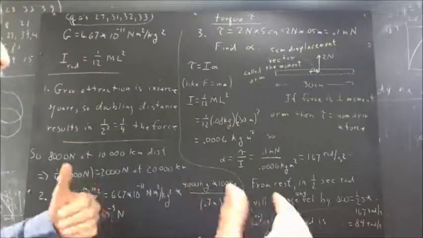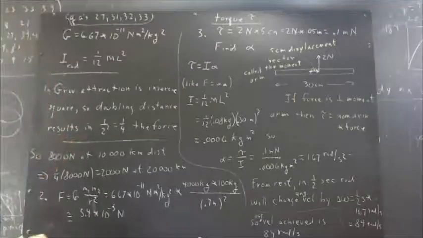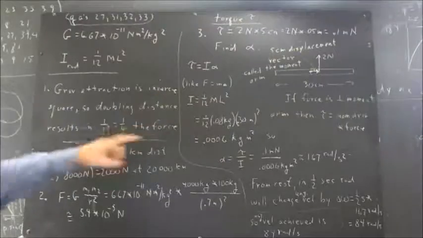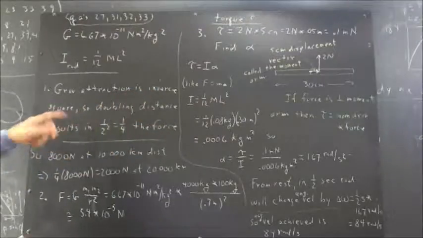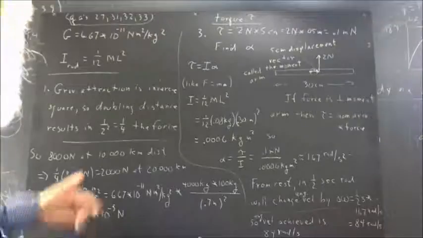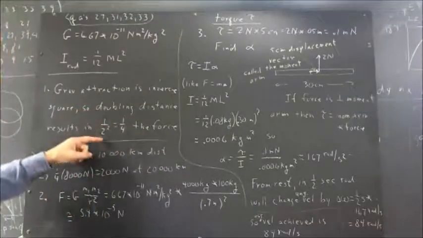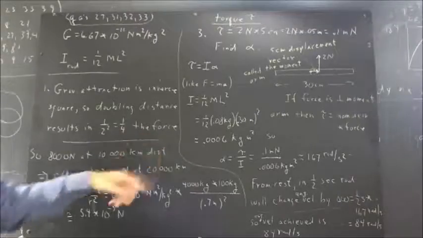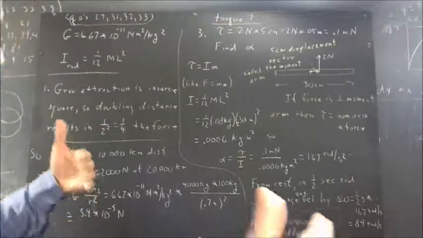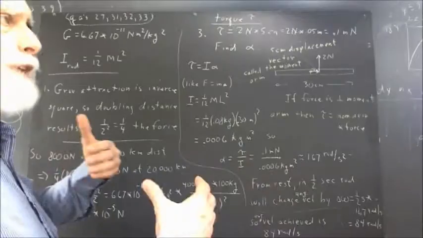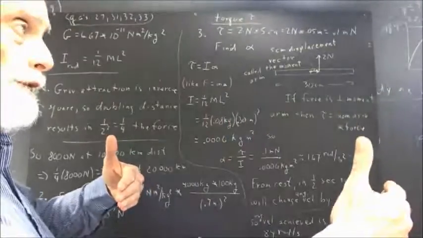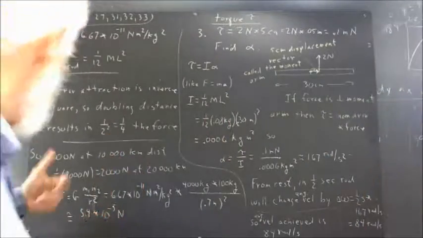Then we double the distance to 20,000 kilometers and ask, what is the gravitational attraction? Well, the gravitational attraction we know to be of an inverse square nature with respect to the separation. So if we double the separation, that's going to result in 1 over 2 squared, or 1/4 the amount of force. Now, if the original force is 8,000 newtons, then 1/4 of that is going to be 2,000 newtons. So a satellite that experiences an 8,000 newton force at 10,000 kilometers will experience a 2,000 newton force at 20,000 kilometers from the center of the Earth.